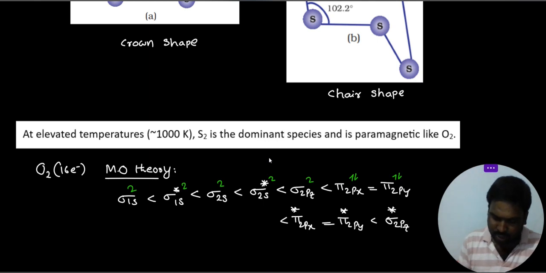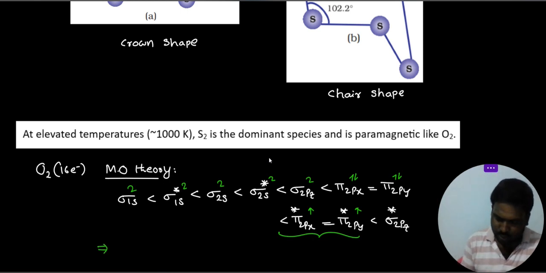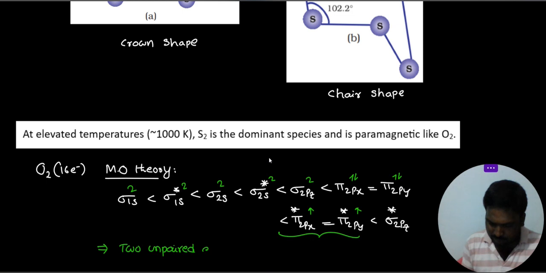Now you can count 1, 2, 3, 4, 5, 6, 7, up to 14. So 15, 16. Each degenerate orbital has one single electron. So there are two single electrons, two unpaired electrons. So it is paramagnetic in nature. Two unpaired electrons are there. That's why it is paramagnetic in nature.